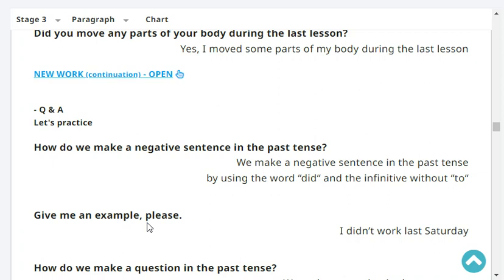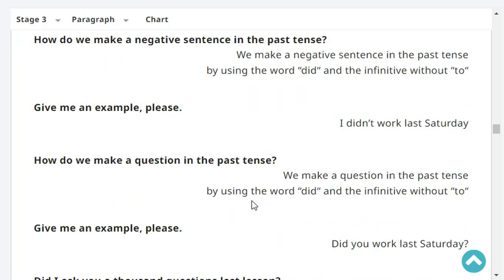We make a negative sentence in the past tense by using the word did and the infinitive without to. Very good. Give me an example, please. I didn't work last Saturday. How do we make a question in the past tense?